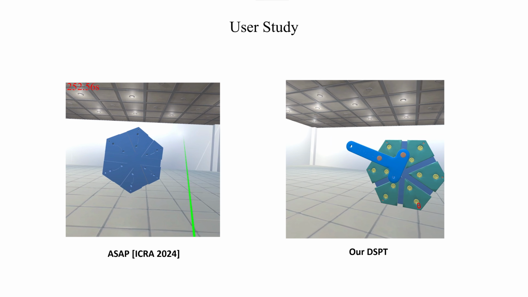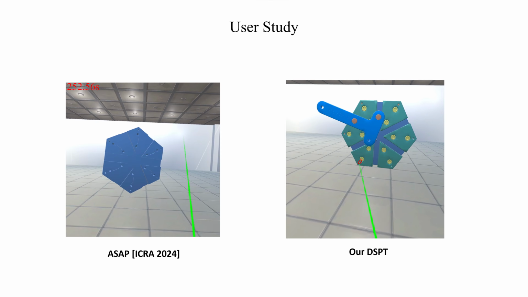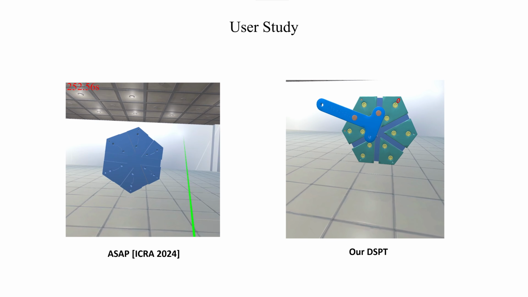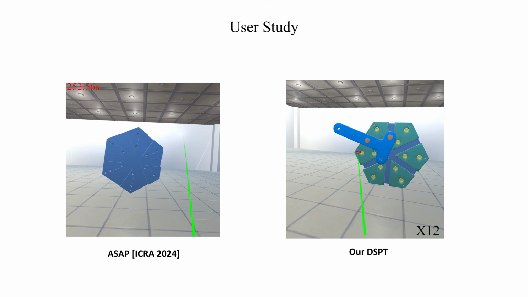Our DSPT approach follows the same prediction and guidance process. However, since the stepwise accuracy of our method is higher than that of ASAP, the time to complete the task is significantly reduced.